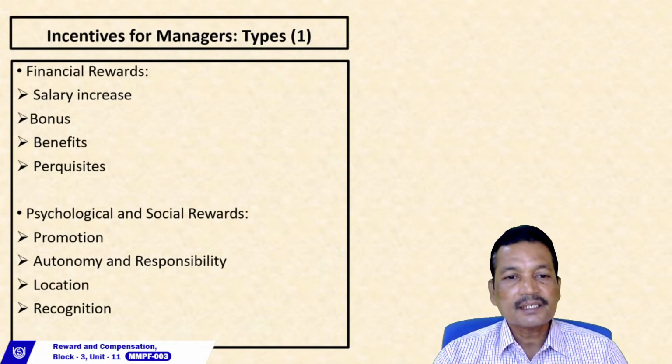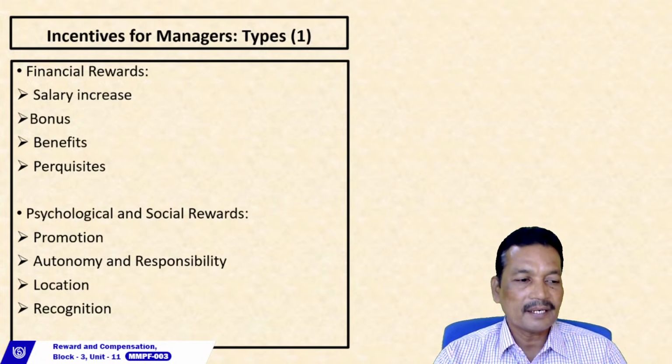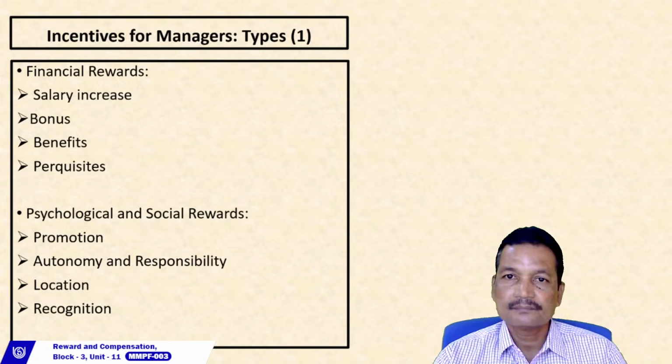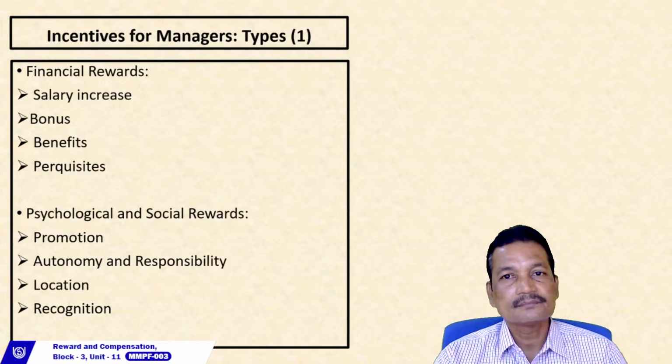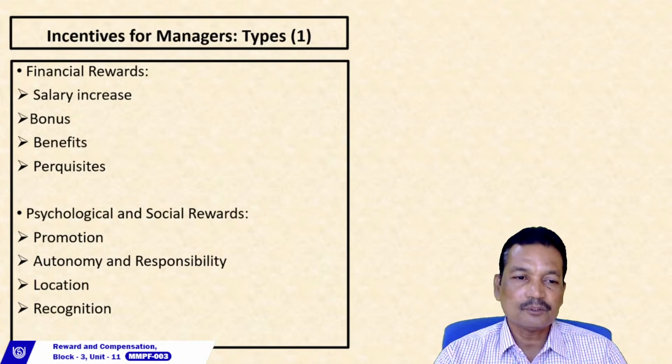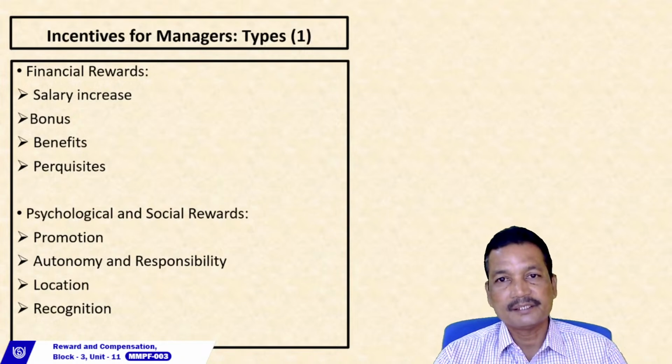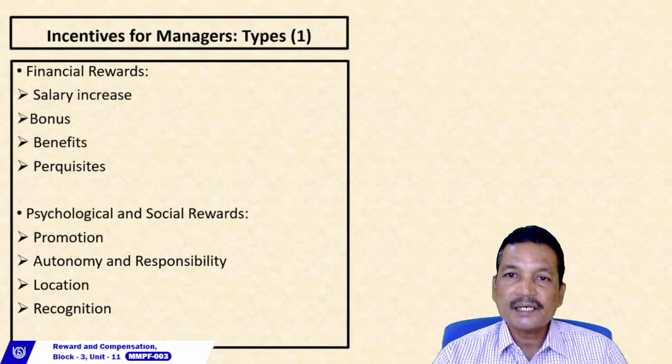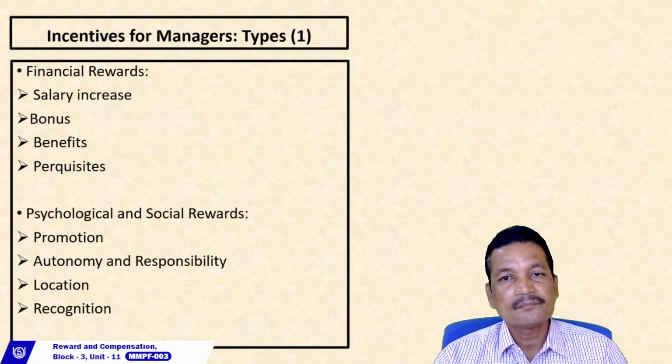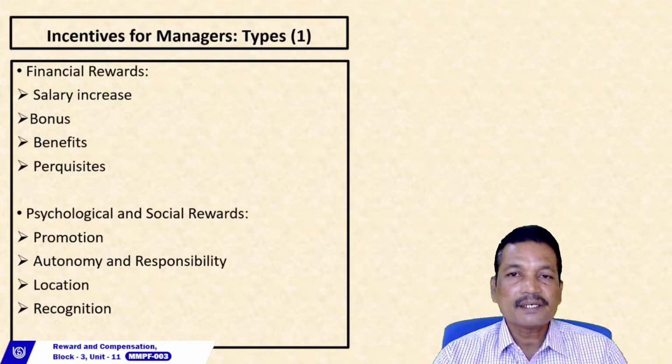Similarly, psychological and social rewards are also given to managers for their performance. The first and foremost is promotion. A better performing manager is always rewarded by being promoted to a higher position. They are given more autonomy and responsibility because through their performance they have proven that yes, we can get better results for the organization.